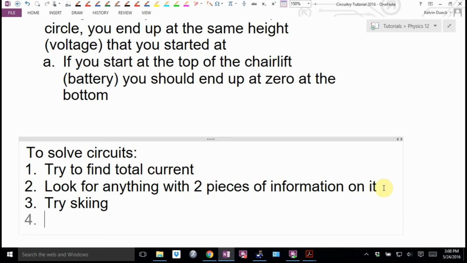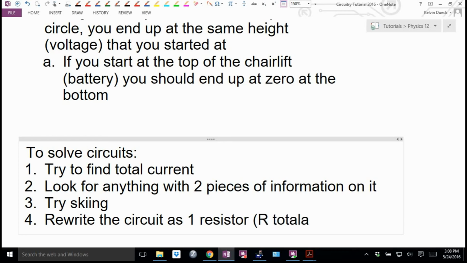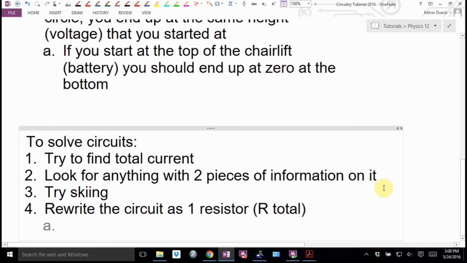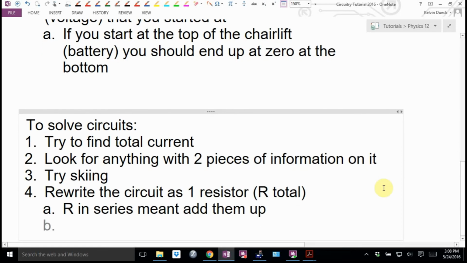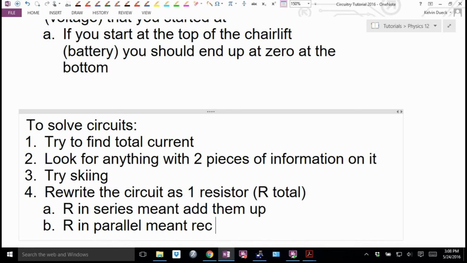If that didn't work, you would redraw the circuit as one resistor, which we called R total. How did you rewrite it? This is where we used R in series meant add them up. R in parallel meant reciprocals. So that's kind of everything. Let's start solving some circuits here. Okay?